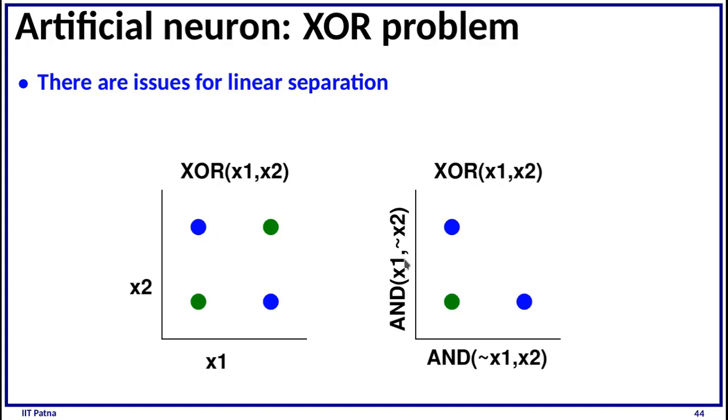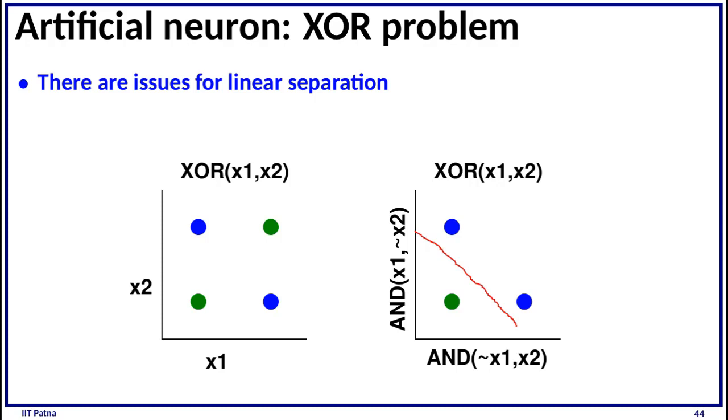So here, this is an example where we have translated the input space into a different domain. Instead of representing it as x2, we represent this input as AND of x1 and not x2, and the other axis in this way. If we represent the set of inputs in this manner, then I can easily classify this XOR function with a single straight line. So the important thing to note here is how we are representing my data. That is very, very crucial.